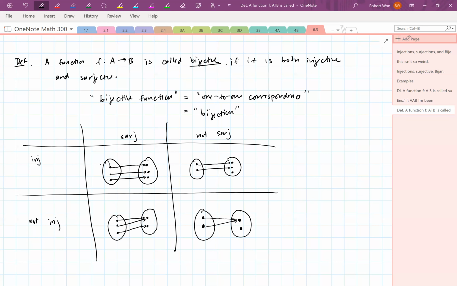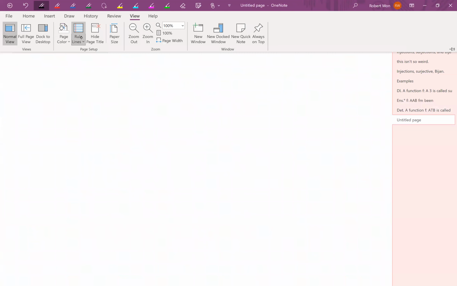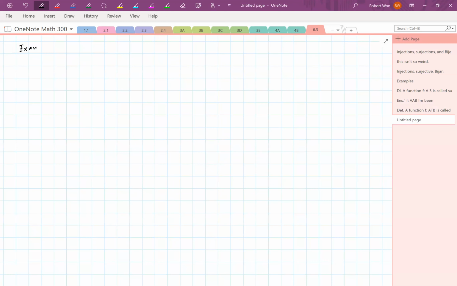Now let's think of some more functions just to continue thinking about injectivity and surjectivity and bijectivity. So more examples. Let's determine if the following functions are injective or surjective or bijective.